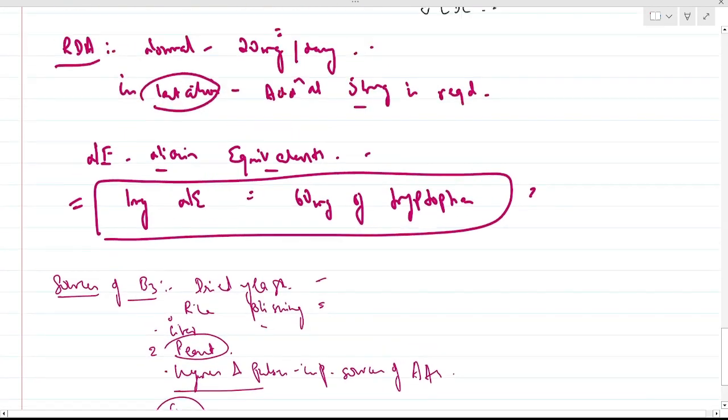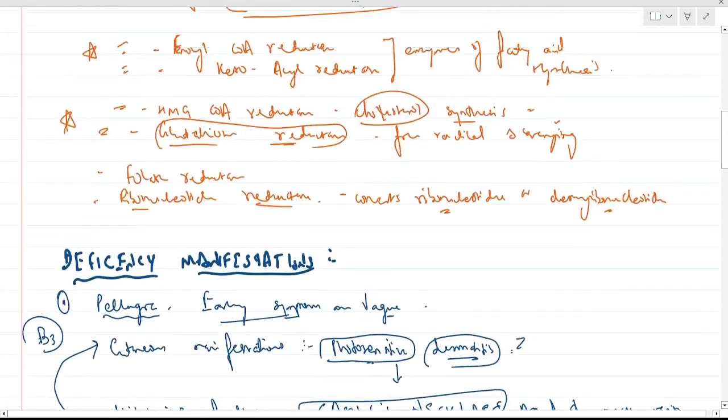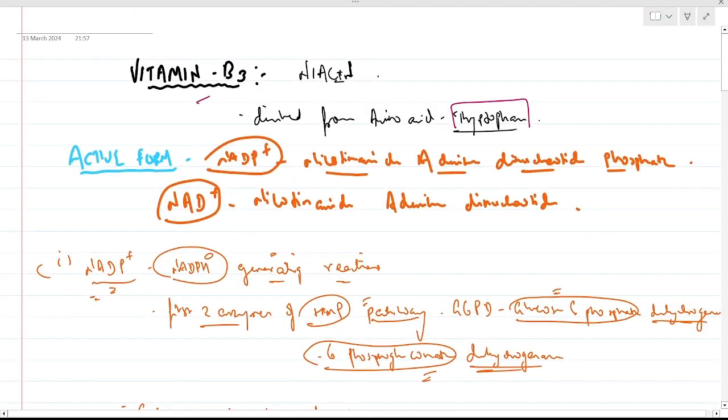So this is all about the vitamin B3 discussion. It's a pretty important vitamin, both from the dietary health side and as an important coenzyme in most of the important biochemical reactions taking place in our body. We are going to discuss them further in detail in other lectures.